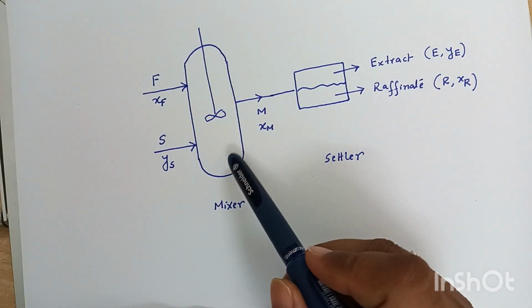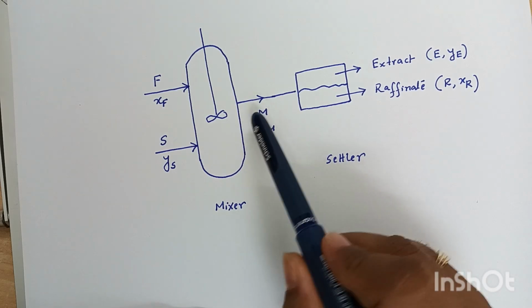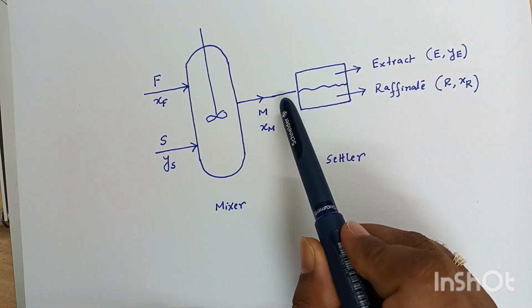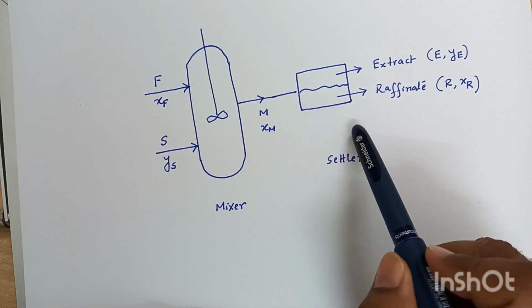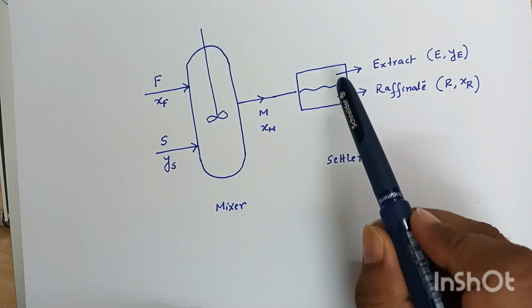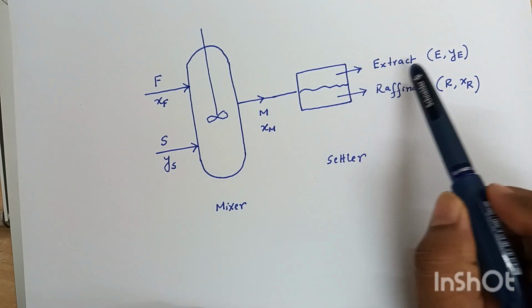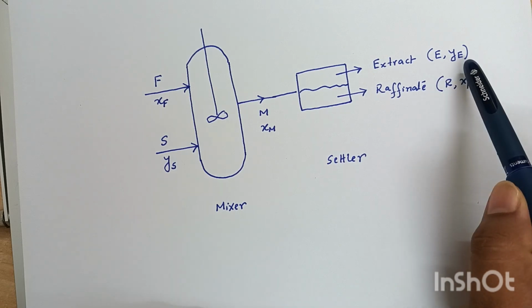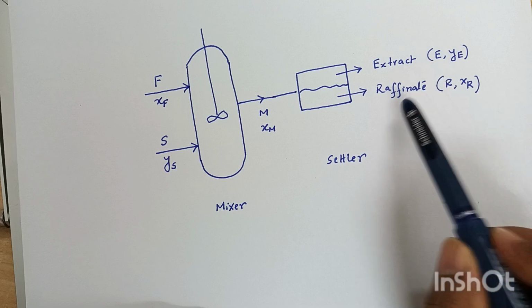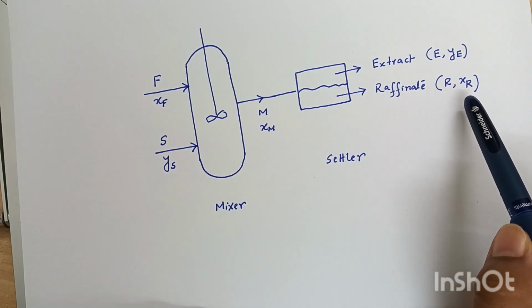So this is basically a mixture where the feed and the solvent streams are brought into intimate contact. After that, the mixed stream originates in the exit and the corresponding concentration of the solute in the mixed stream is Xm. And then the mixed stream goes into a settler unit where the extract and the raffinate phases settle down, and from the top we get the extract product. The symbol for extract stream is E, corresponding concentration of solute in the extract stream is Ye, and the raffinate stream is denoted by R and corresponding concentration is XR.